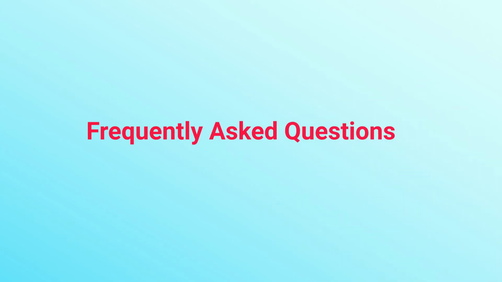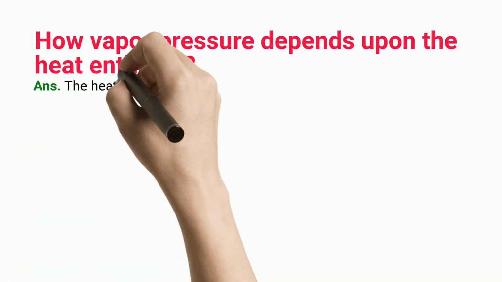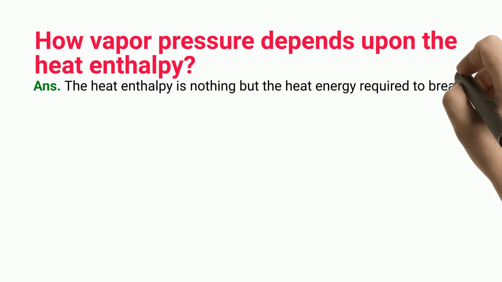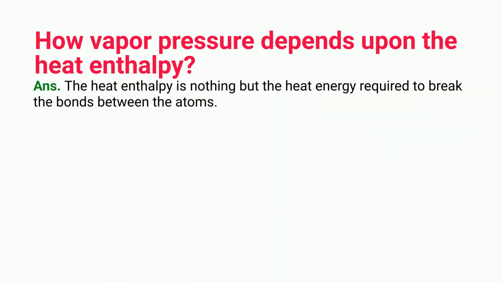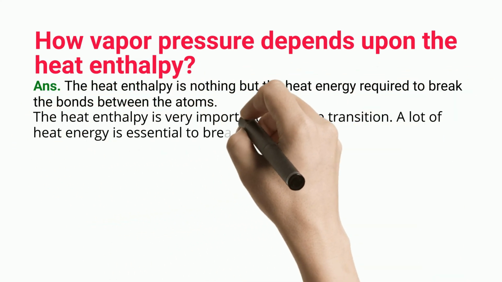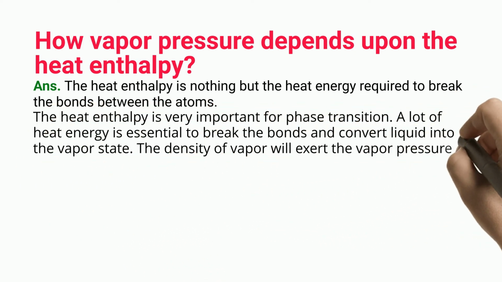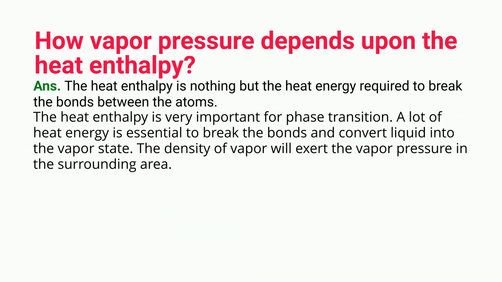Frequently asked questions. How does vapor pressure depend upon the heat enthalpy? The heat enthalpy is nothing but the heat energy required to break the bonds between the atoms. The heat enthalpy is very important for phase transition. A lot of heat energy is essential to break the bonds and convert liquid into the vapor state. The density of vapor will exert the vapor pressure in the surrounding area.